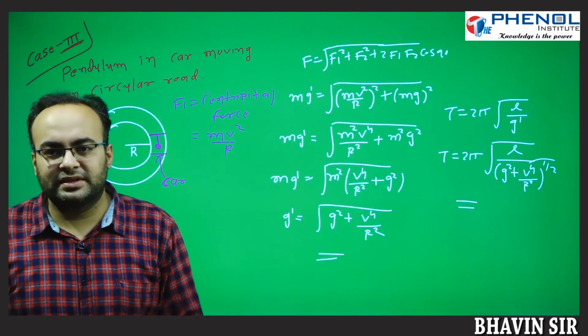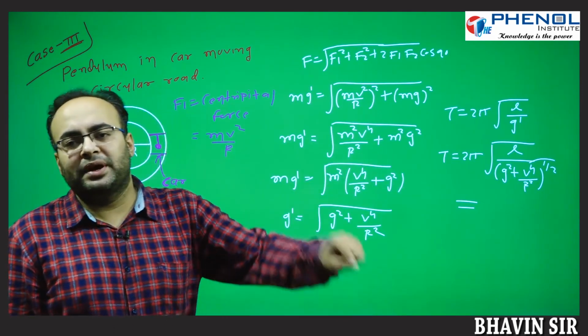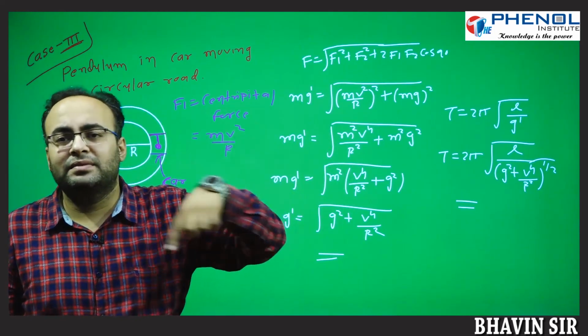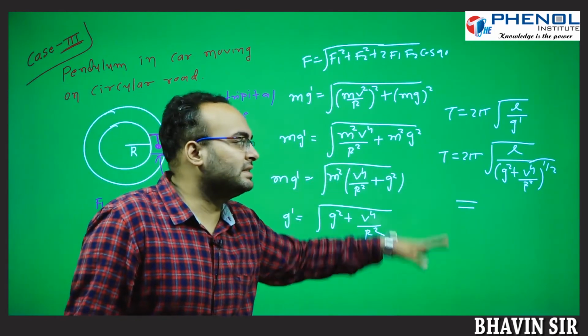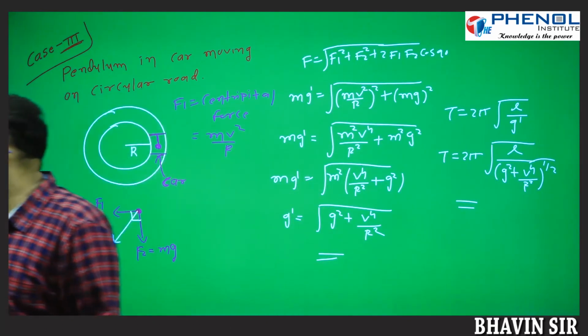So this is the third case, and this is the time period of a simple pendulum placed in a car moving on a circular road. This is the time period of the simple pendulum. This is the NCERT question students.